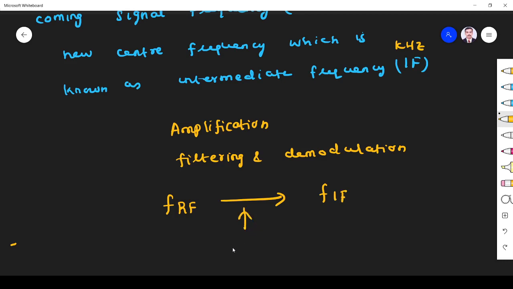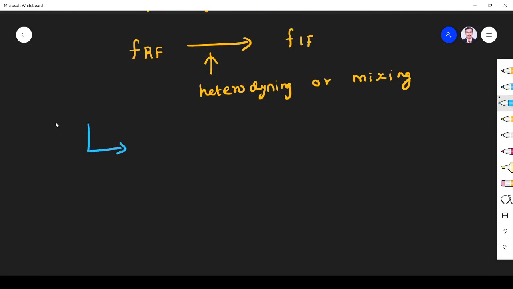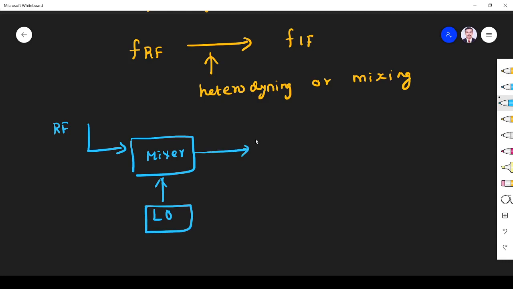This is achieved by the phenomenon called heterodyning or mixing. Let us see how this is carried out. This is my incoming signal, which is RF. Once it is received here in the mixer, a device called the mixer, the frequency from the local oscillator is mixed to achieve this intermediate frequency.